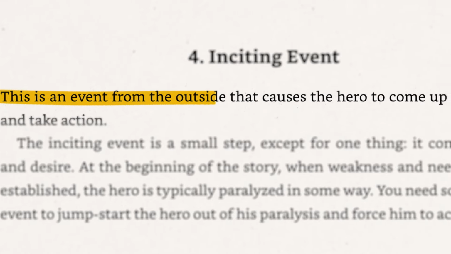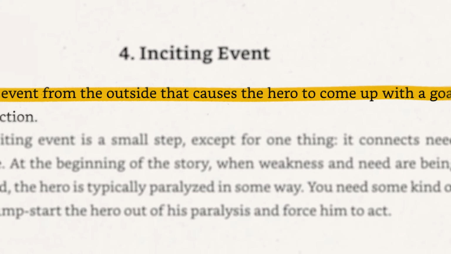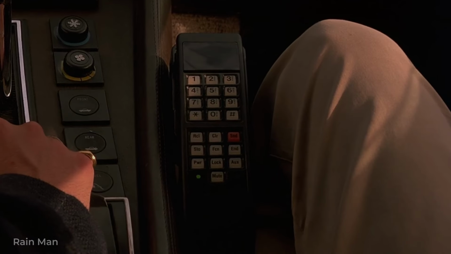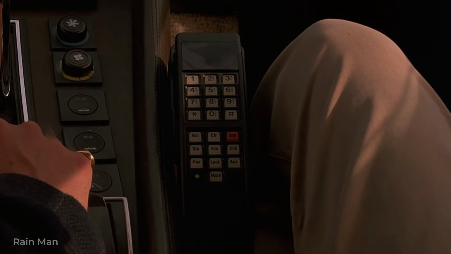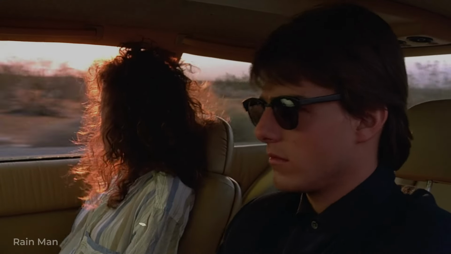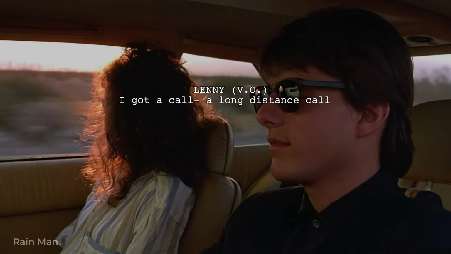But here's Truby's definition. This is an event from the outside that causes the hero to come up with a goal and take action. This isn't the start of the goal or action itself, but the incident that leads the hero to them.